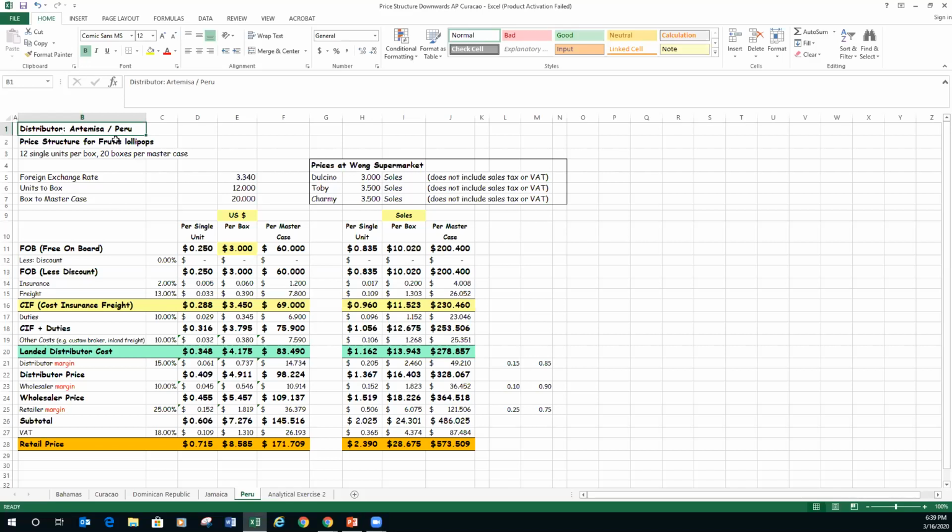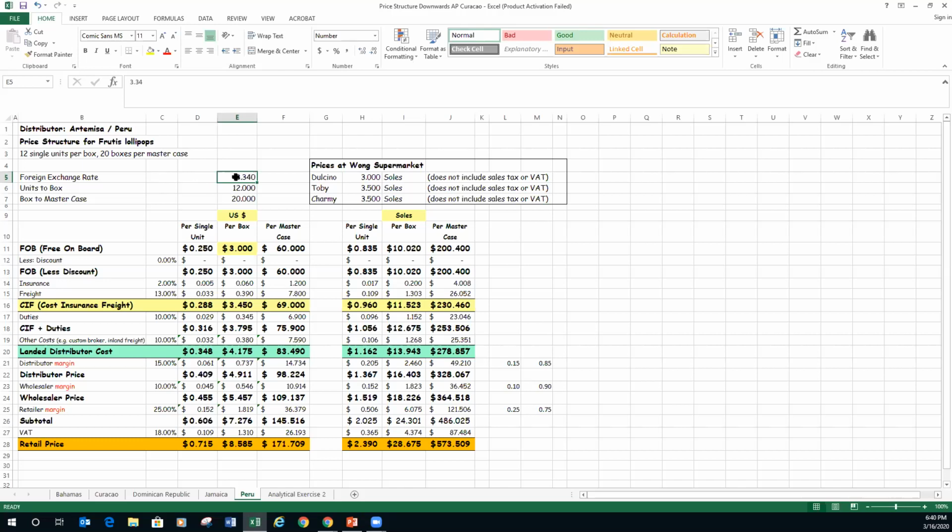Hello, today we're gonna create a price structure. So let's start with this example. We have a distributor called Artemisa. It is in Peru and it is for Fruities lollipops. They are 12 single units per box and 20 boxes per master case. Therefore, we also know that the exchange rate is 3 soles and 34 cents per dollar.